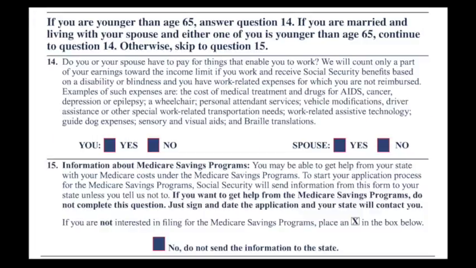Question 14 is only for those who are younger than 65, or if the client is married and living with their spouse and either one is younger than 65. Otherwise, you would skip this question and go to question 15. This question is only for the individual who worked in the last 2 years. Question 14 is really only for the individuals who worked in the last 2 years and are under 65 or have a spouse that fits those requirements.